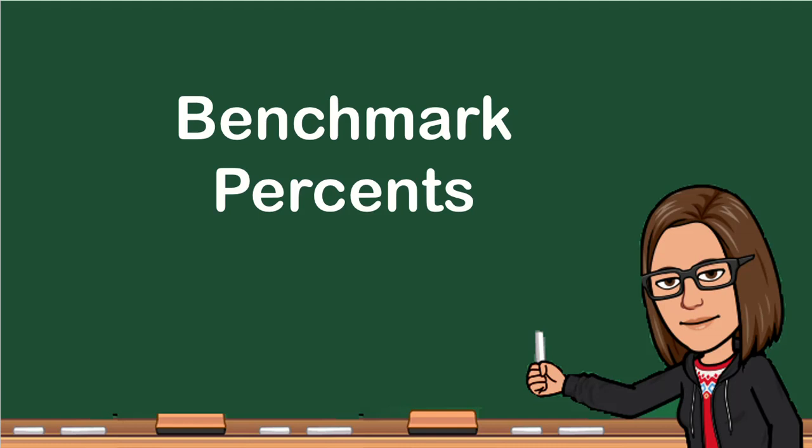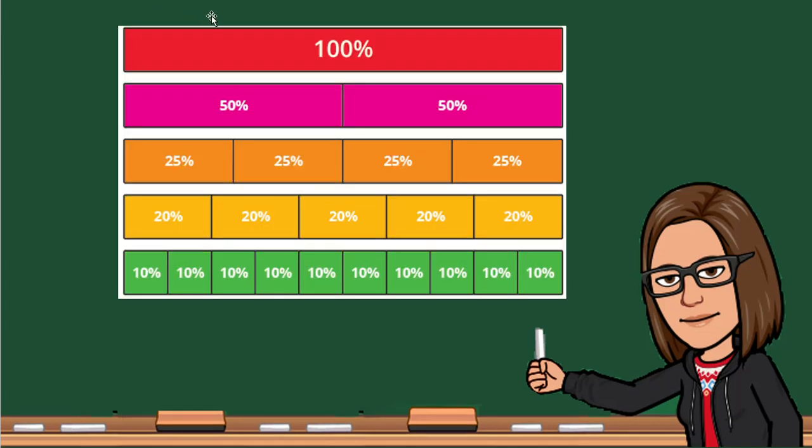Benchmark percents are the big percents. An example, they have in this chart, are 100%, 50%, because half of 100 is 50, and then 25% because half of 50 is 25, and then the other benchmark is 20% because you just divide it by 5, and then 10%, half of 20 is 10%. And so we're going to use these to solve some problems.